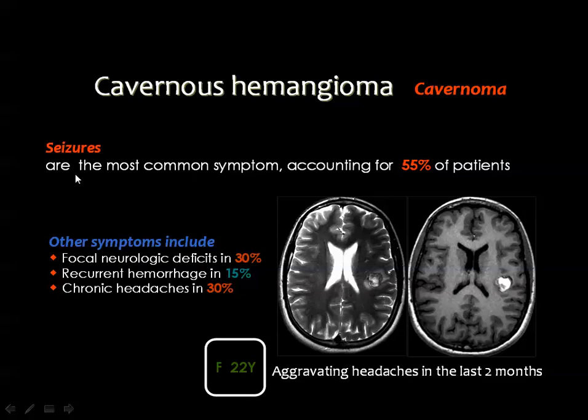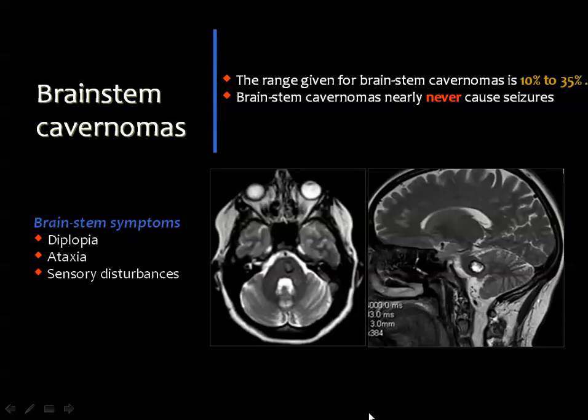The most common symptom by far is seizures, and this is seen in about 55% of the patients. Other symptoms include focal neurological deficit in 30% of the cases. The cavernoma may bleed in 15% of the cases, and chronic headache is seen in about 30% of the cases. This is the cavernoma showing the classic appearance in the T1, high signal surrounded by a low signal rim, and also in the T2 image with a minimal amount of perifocal brain edema.